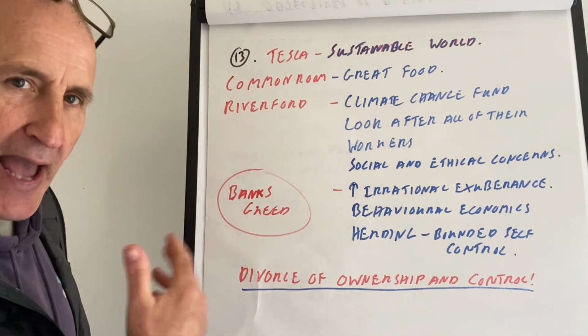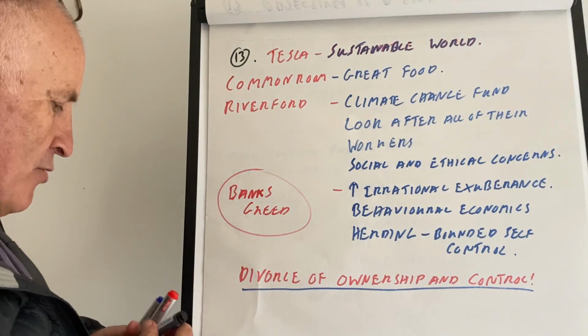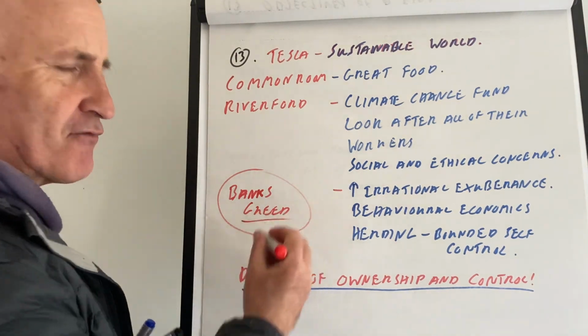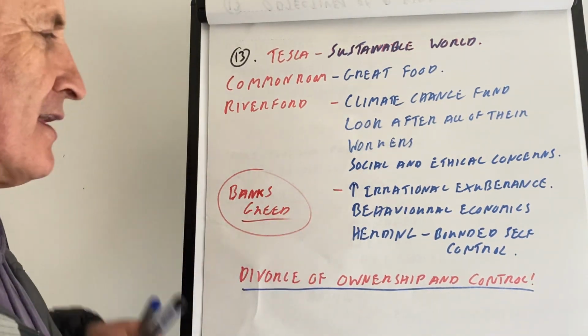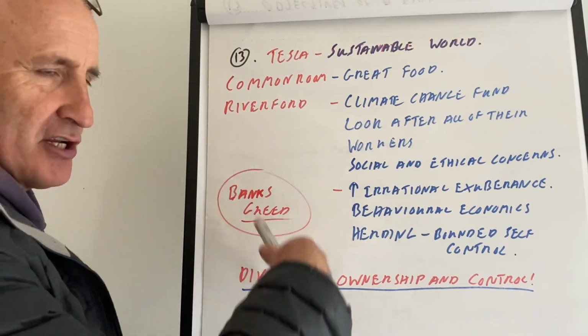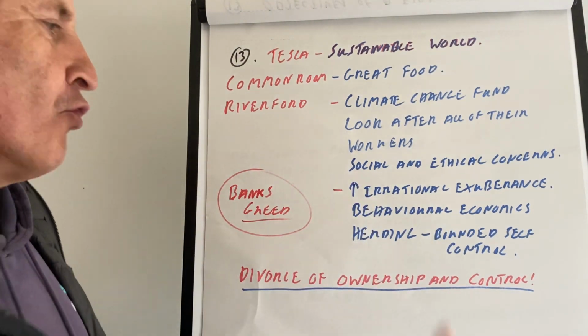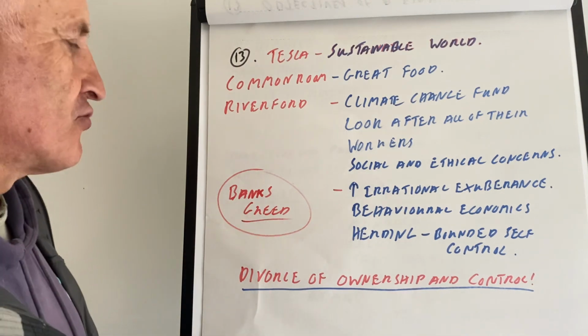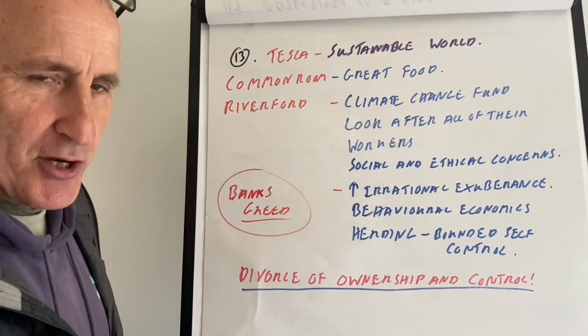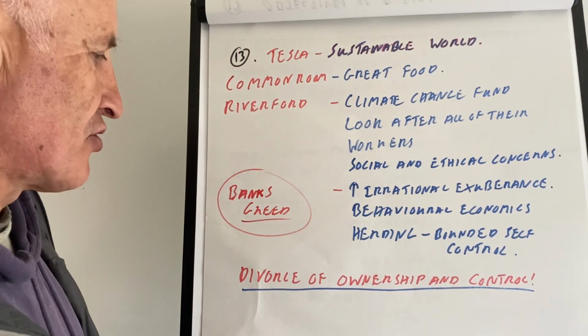Well, the banks maybe went for the greed objective, for the massive growth objective to make even more money. So that was a case of irrational exuberance, which is where we bring in behavioural economics like bounded self-control. Also herding, everybody's making money, so everybody joins the crowd.